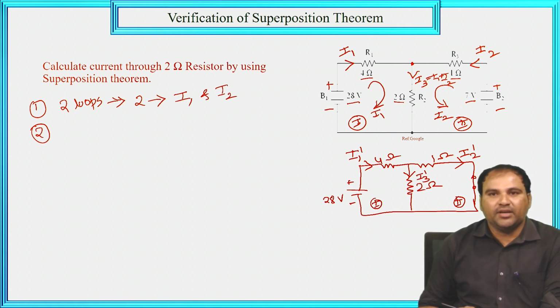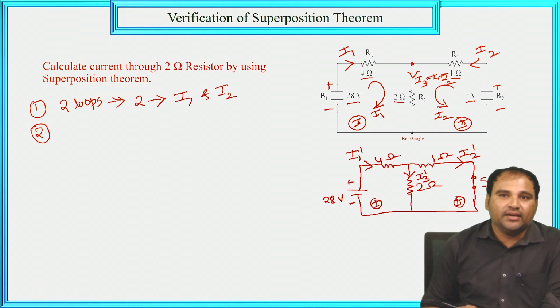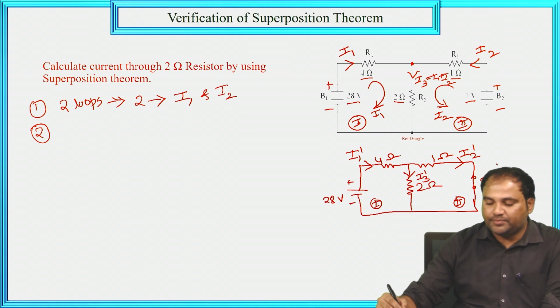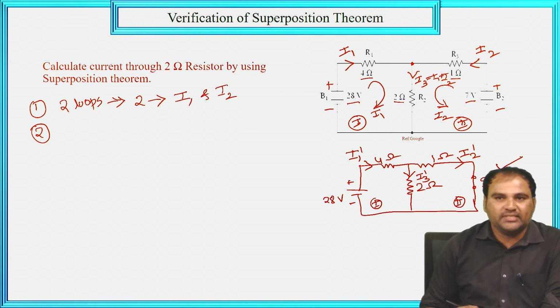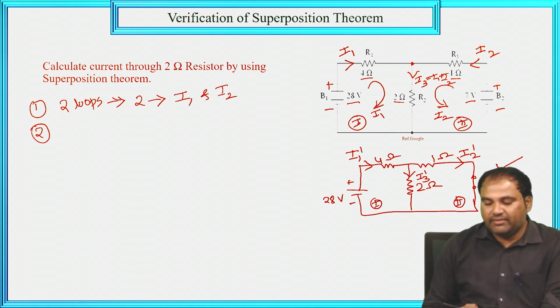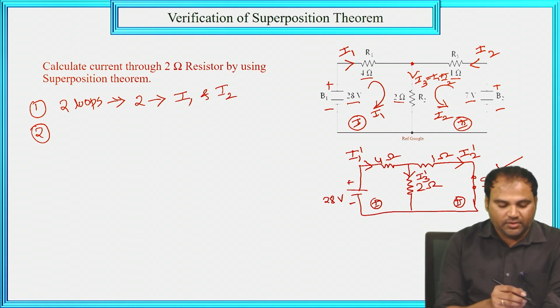Now we need to calculate the current through each element: the current through 4 ohm, 1 ohm and 2 ohm. In this circuit we could use mesh analysis, nodal analysis, Kirchhoff laws, or the series and parallel combination. Here, by using the series and parallel combination, I will solve the given circuit.